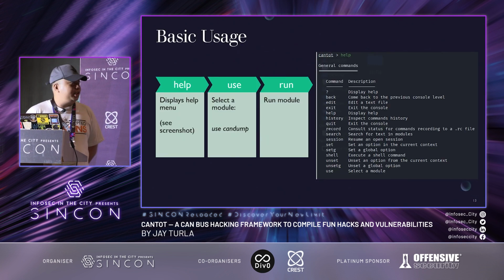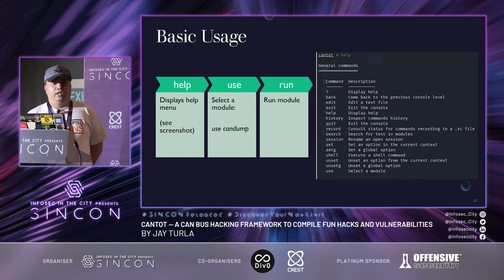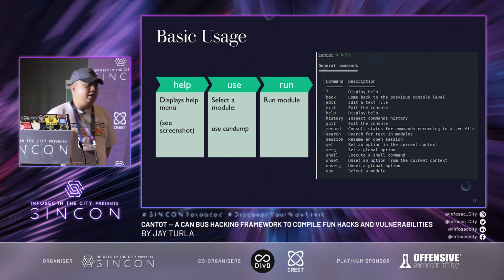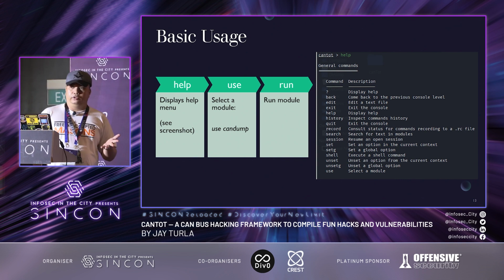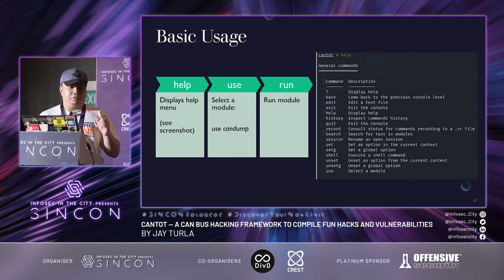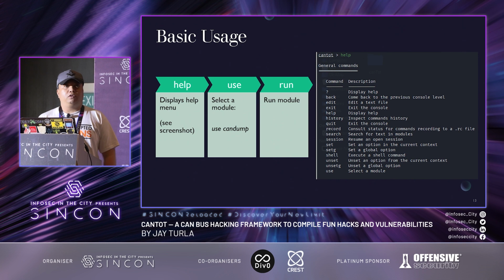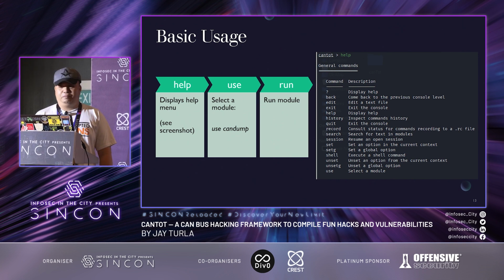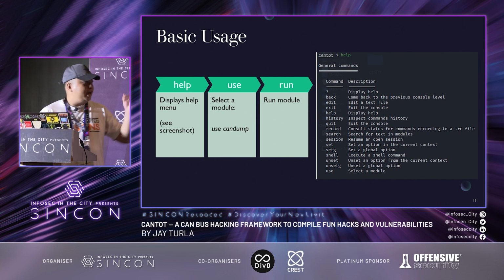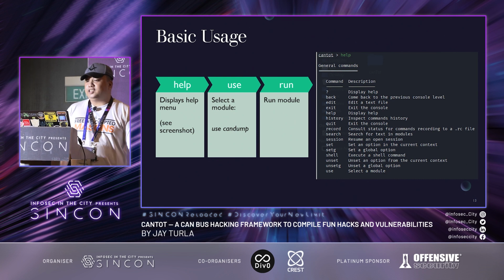So this is the basic usage of the framework. We have the help. We always want the help menu, right? And then you have the use command, just like Metasploit. If you want to use a certain module, you can just type use and then a space and the name of the module, and after that, run. So it's pretty much like Metasploit. And then you have some of the interfaces there.